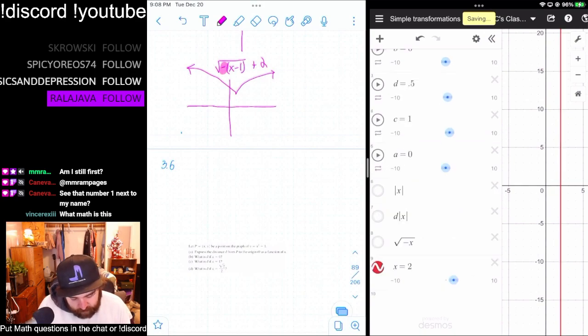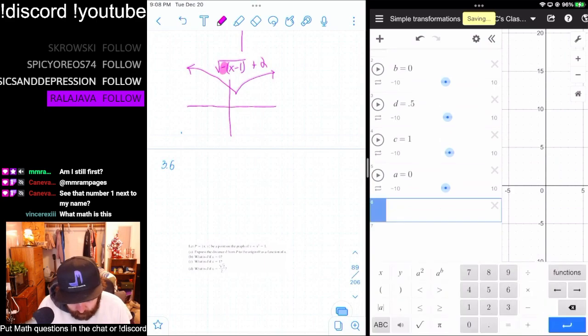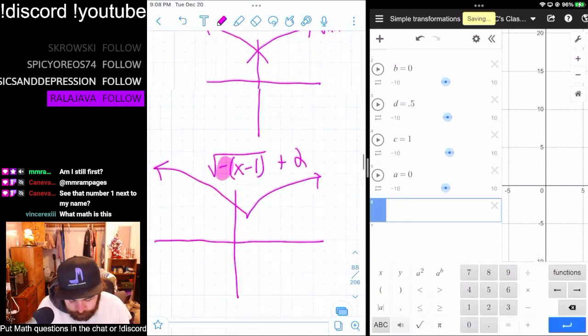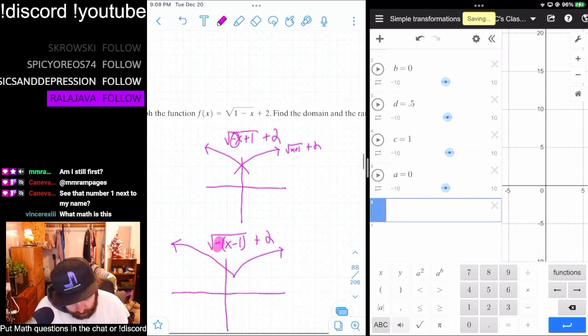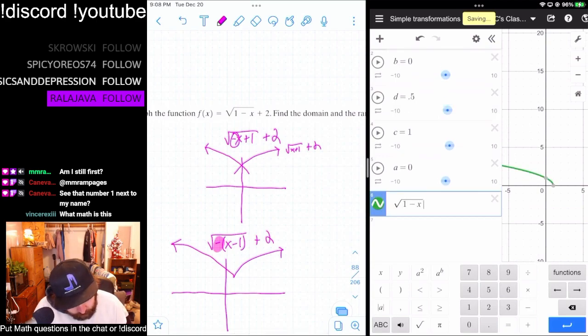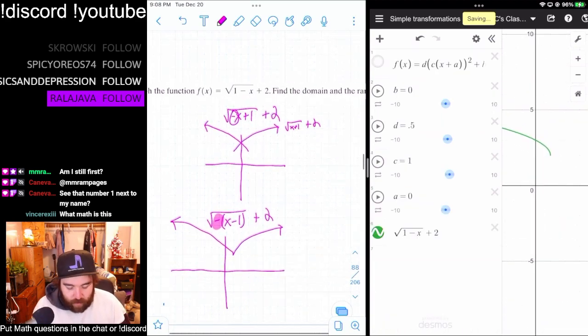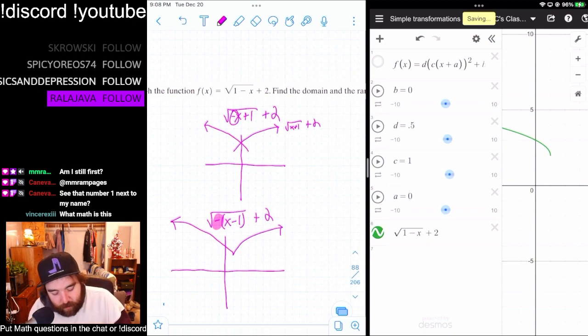So let's look at Desmos to just confirm that. What are we graphing? The square root of 1 minus x plus 2. Right. See how that's the graph. So that can be pretty confusing because it is originally a plus 1, but it's on the positive side because of that negative. So you've got the two different ways to think about it.